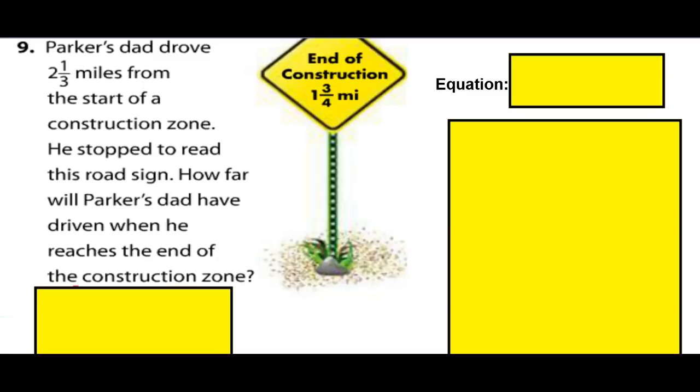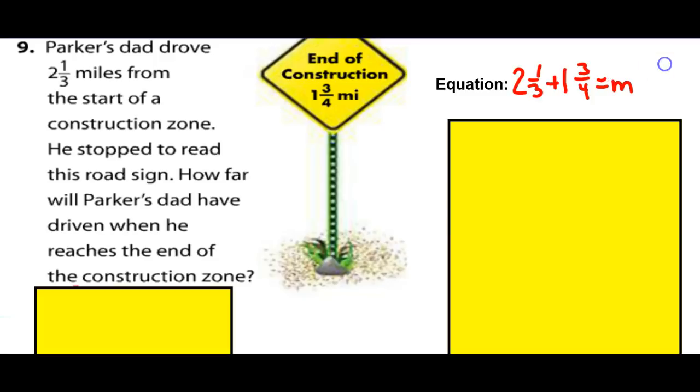Okay, guys, here's the equation for this problem. You should have 2 1/3 plus 1 3/4 equals M or F or L or R, whatever you want it to be. It's addition because he went a distance and then he still needs to go more distance until he can get to the end of the construction. So we want to know from when he started to the end how long the construction was. So if that's your equation, you're going to pause and go solve. If it's not, fill in this equation, then pause and solve, and then come back and check your answer.